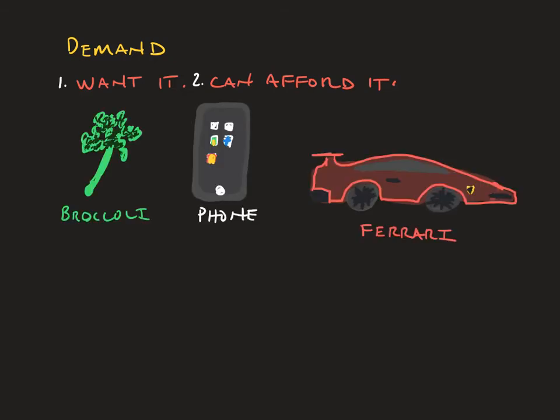So let's take three examples. The example of broccoli as a product, a phone as a product, and a Ferrari as a product. Demand is often very personal, but it can be determined by fads or other movements within culture. But let's use my personal preference as an example.